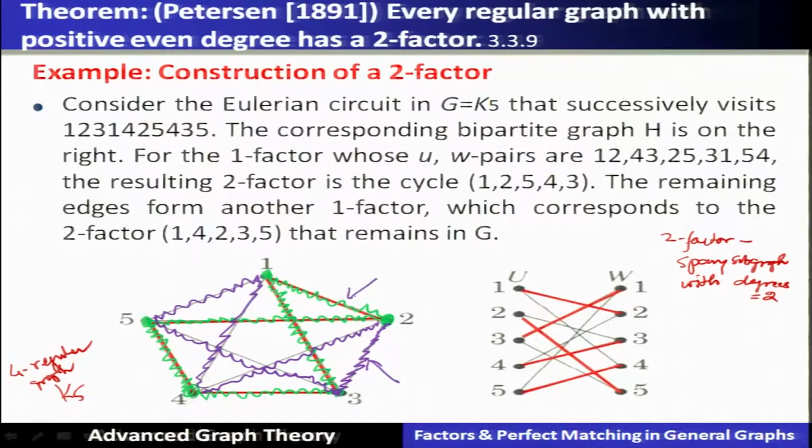So, this graph has 2 disjoint 2 factors present in the graph. So, it also has a 1 factor. That means a 1 factor plus 2 factors you can also identify, and that is shown here in this graph. So, again I am repeating the theorem that every regular graph with positive even degrees has a 2 factor.